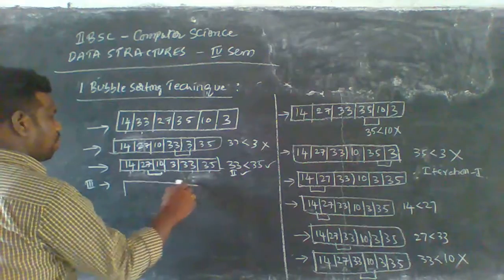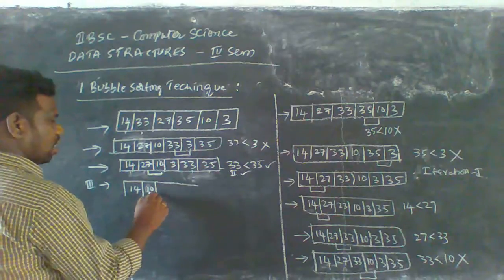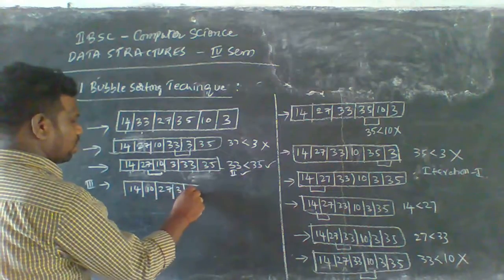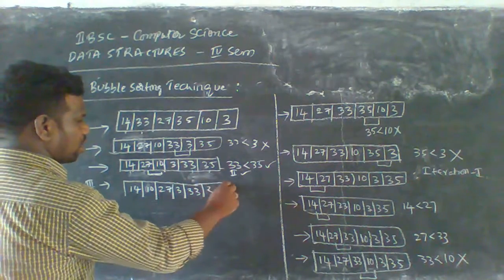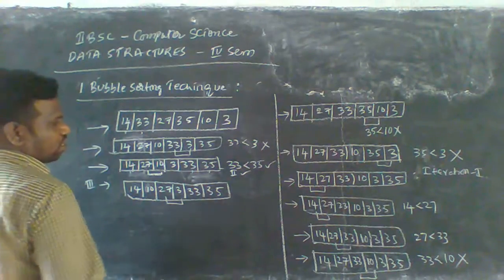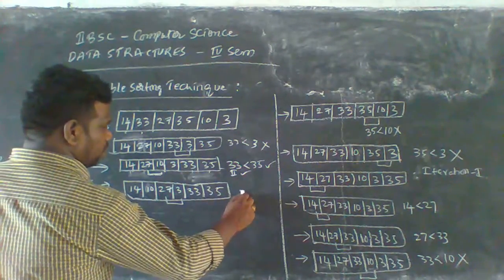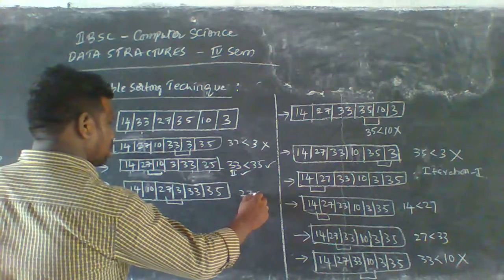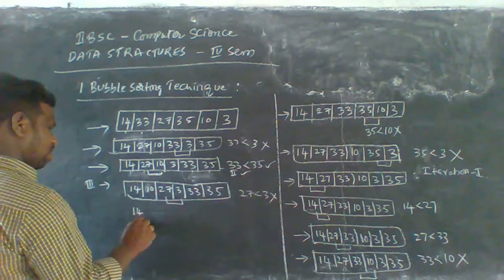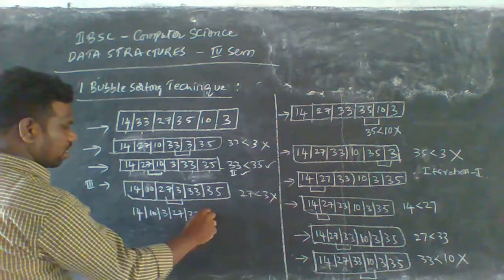That's why we can change these values from here. 14, 10 will be placed here, and 27 will be placed here, then 3, 33, 35. Again you can check these two values, 27 and 3 here. So we need to change these values. The condition is false. When the condition becomes false, we have to swap these values. It is 14, 10, 3, 27, 33, 35 here.